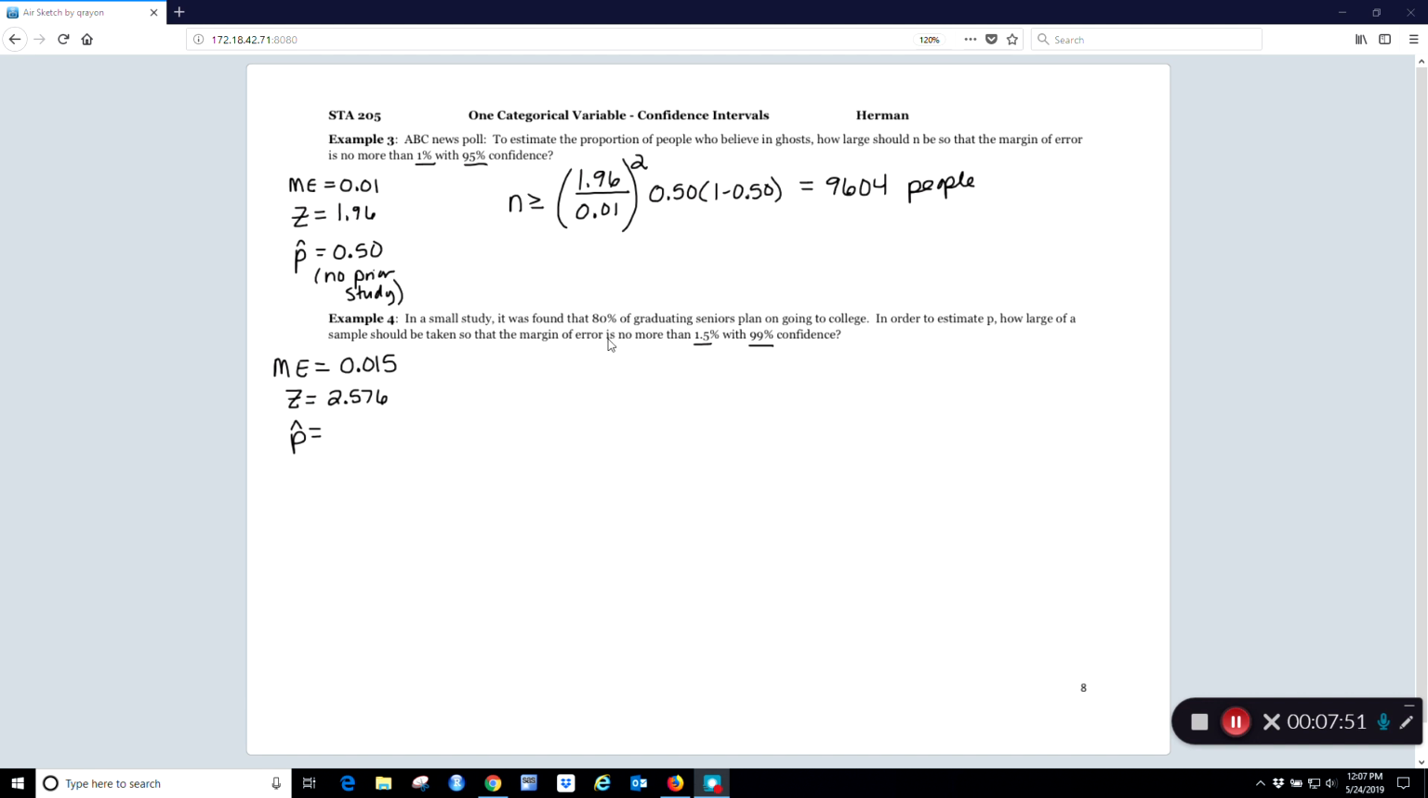Well, this time I actually have a study that's doing the same thing here, so I can actually use that 80% for my p hat. Applying the same formula with just some different numbers. So our z was 2.576. Our margin of error was 0.015. Then squaring that value times our p hat times our 1 minus p hat. Doing our math here, we should get 4,718.77.